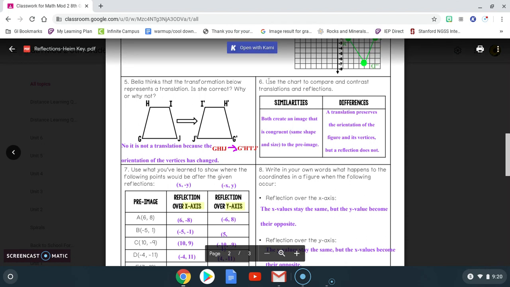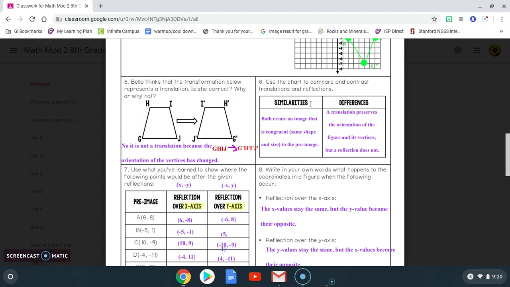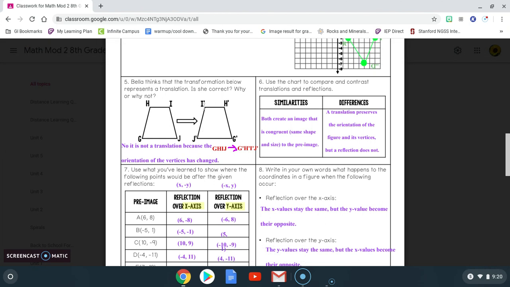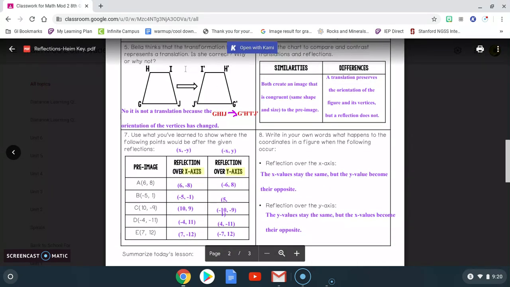And then for this one, use the chart to compare and contrast translations and reflections. So they're similar because they both create an image that is congruent, which just means the same shape and size, to the pre-image. A translation preserves the orientation of the figure and its vertices, but a reflection does not. So that's the difference. Like I said, a translation would have just moved it over and the vertices would have still been G, H, I, J, but the reflection made it change, okay? Pretend there's like a mirror right here that it flipped over.